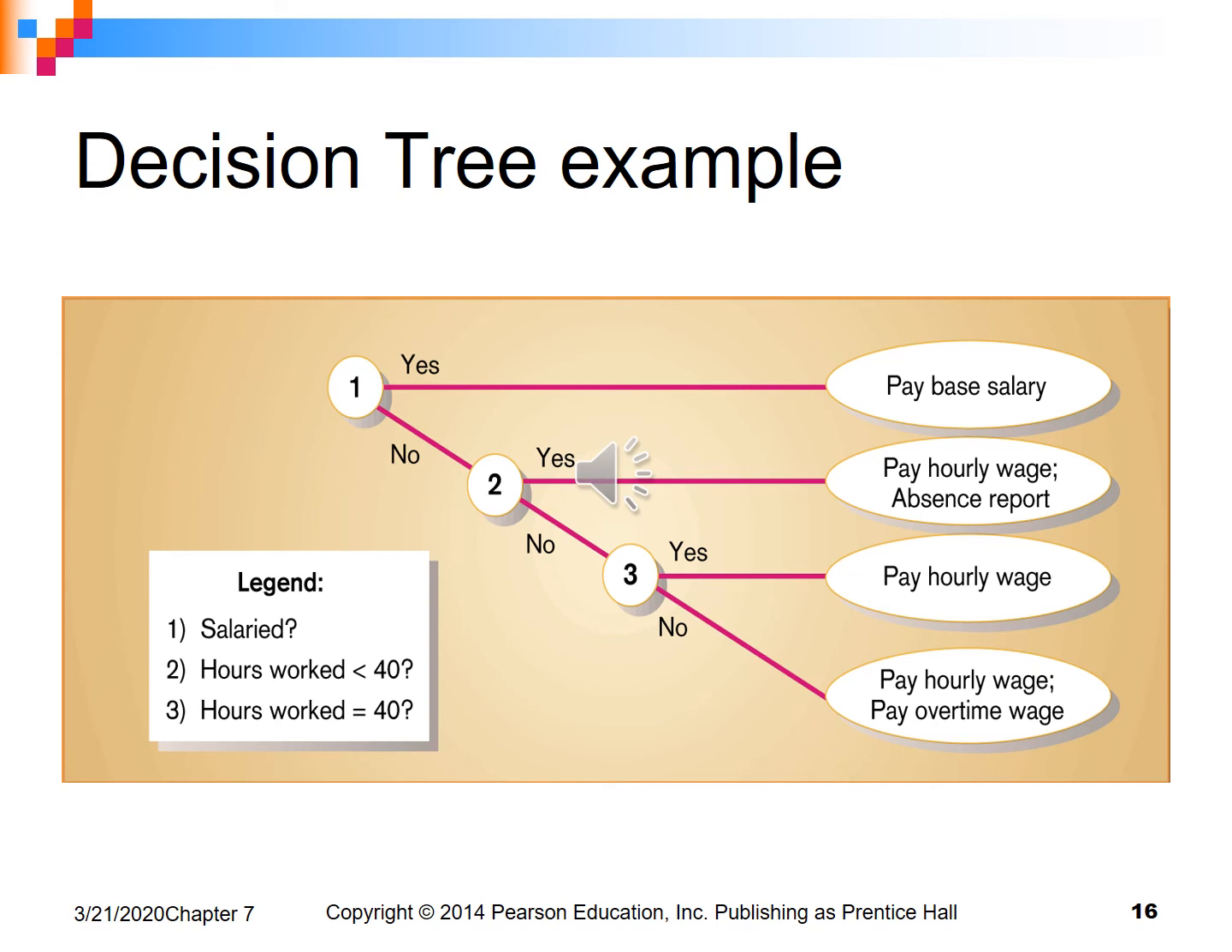If you look at node 1, is it salary? Yes, pay the base salary. If it is no, then you have another condition in node number 2: hours worked less than 40. Yes, we pay hourly wage and we write the absence report. No, then comes node 3: hours worked equal to 40. Yes, pay the hourly wage. No, which means the hours worked are greater than 40, so they pay the hourly wage and then calculate the overtime wage for him.